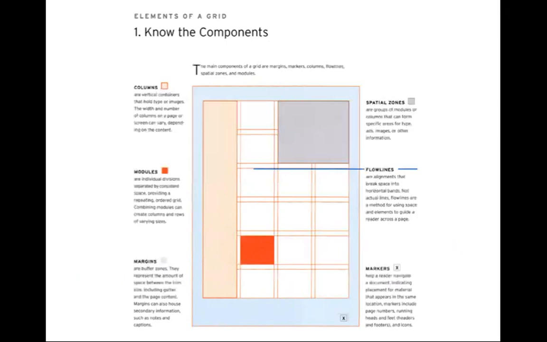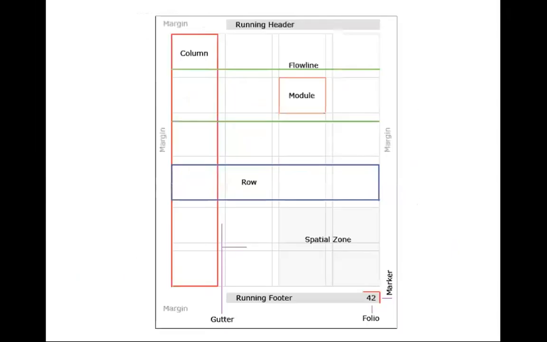So know the components, the elements of a grid, so that you can discuss this in an intelligent way. Here's another example showing you each of these areas: margins, columns, flow lines. So when you're responding to somebody's post, you can use this terminology so that you sound not only professional and knowledgeable, but also you're communicating effectively to the actual person that you're critiquing.